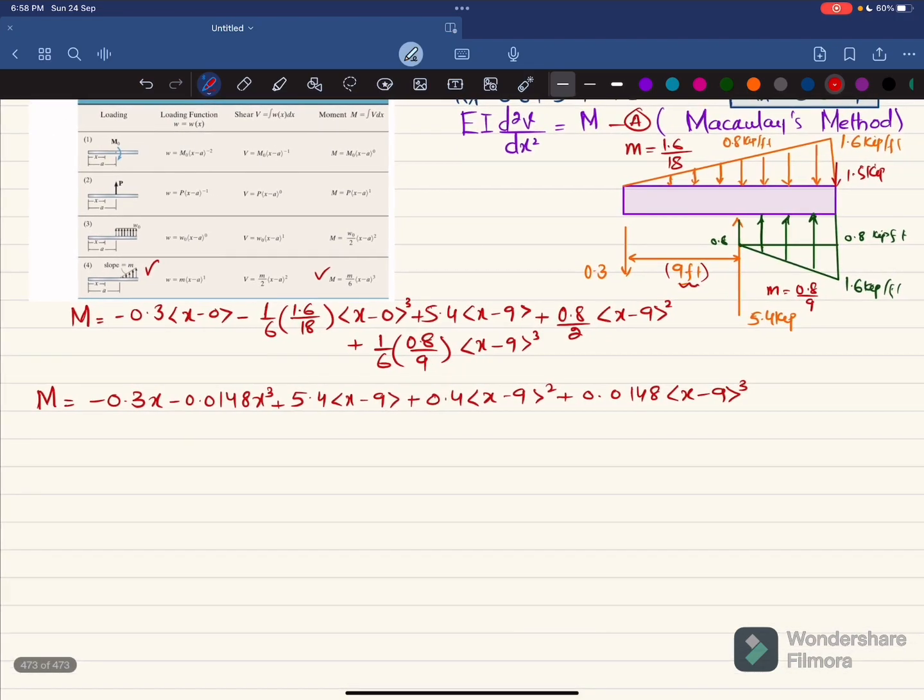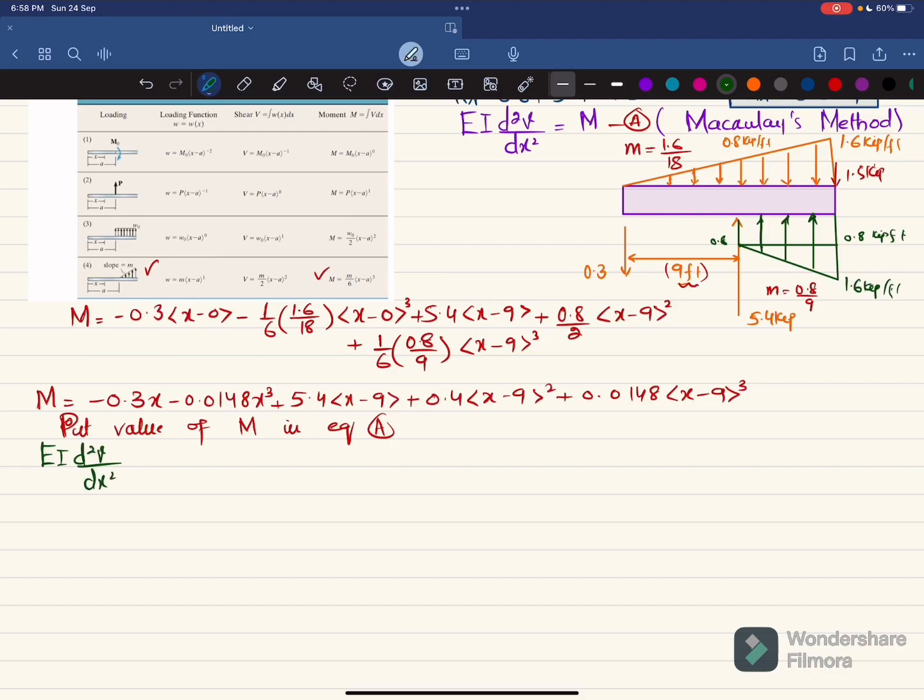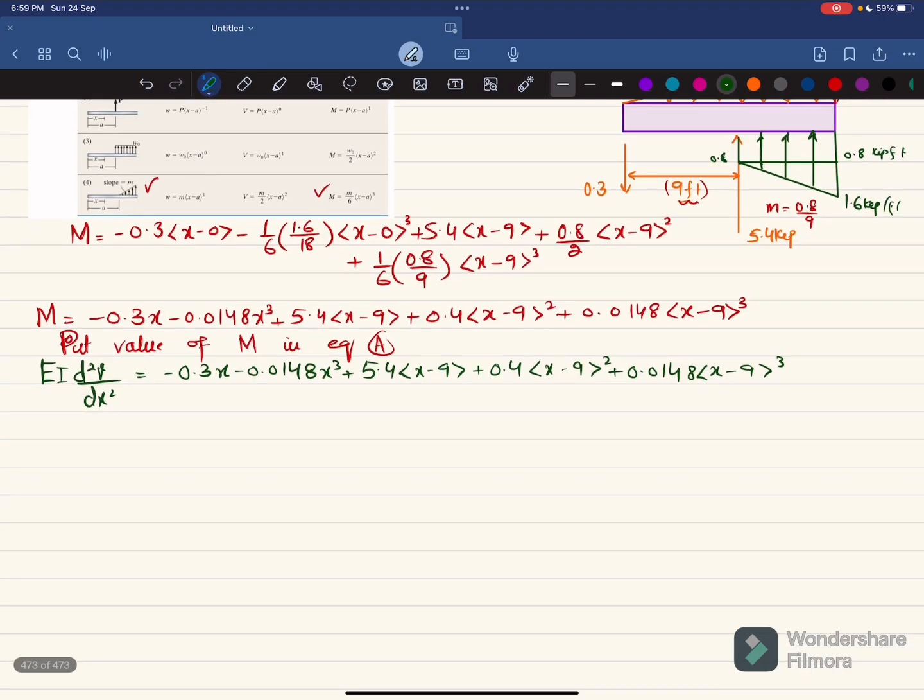Now it's very easy. Put the value of m in equation A. So you will get EI into d square v over dx square will be equal to minus 0.3 times x minus 0.0148 x cube plus 5.4 into x minus 9 plus 0.4 into x minus 9 power 2 plus 0.0148 into x minus 9 power 3. So what we will do is that we will integrate this equation.